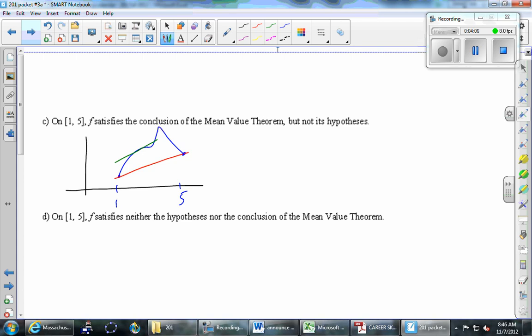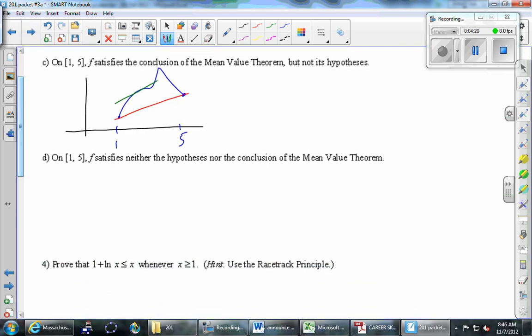And then the last part here, we want something that satisfies neither the hypotheses nor the conclusion. So we'll draw something with a corner or a jump or something like that. But we also want to make sure that at no point is there a tangent line that's parallel to the secant line. So, lots of correct answers to this.